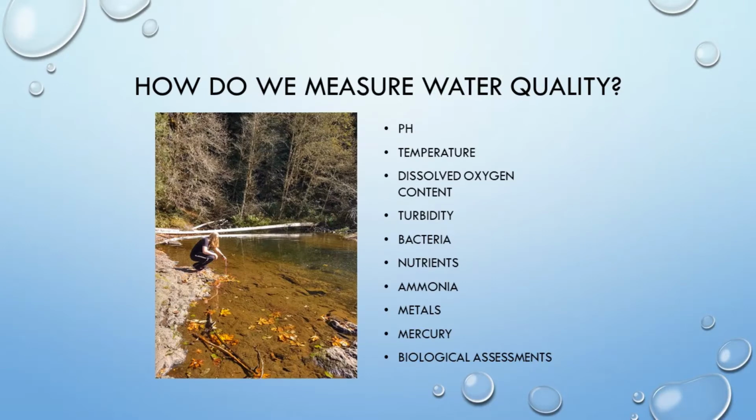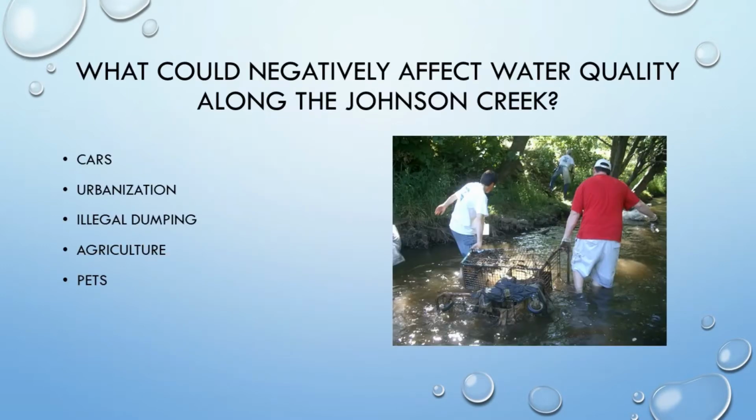So how can we measure water quality? Oftentimes this requires certain equipment such as certain chemical liquids, electronic devices, test tubes, and even nets. We can measure all kinds of things such as pH, temperature, dissolved oxygen content, turbidity, bacteria, nutrients, ammonia, metals, mercury, and even the presence or absence of different organisms that live in the water can tell us about its water quality levels. Now that we have gone over what can be measured, let's dive into what negatively affects the levels of these tests in the Johnson Creek watershed.